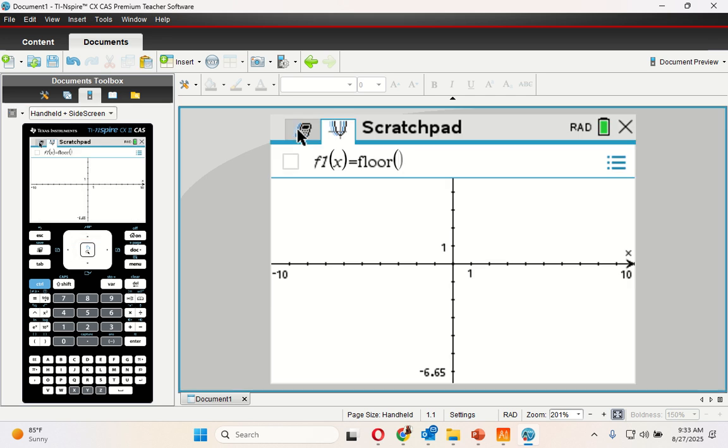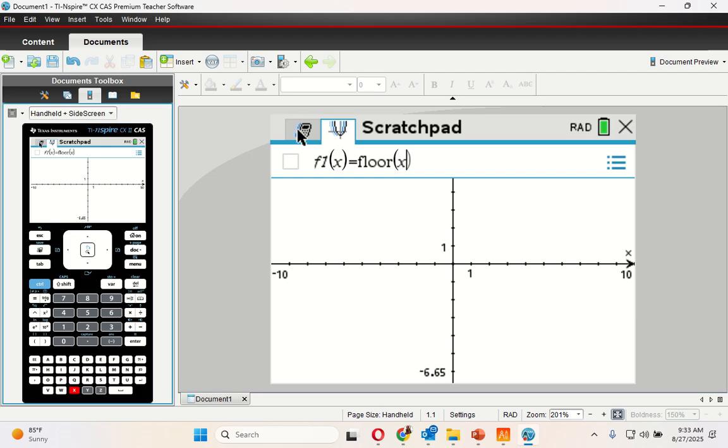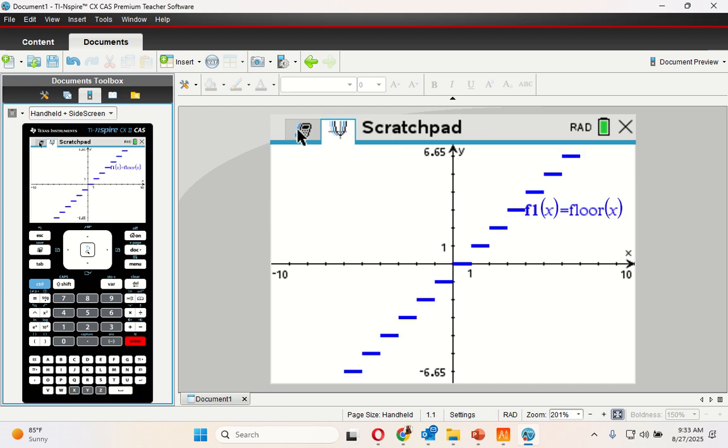Floor. And the floor function, was it just X? Okay, type in X. And there you go. Now, this is what a floor function is. A floor is going to round it down all the way until you get to the next number.